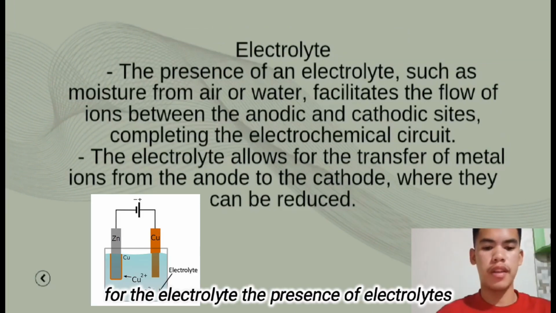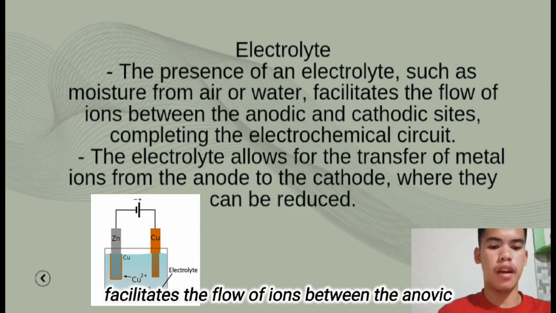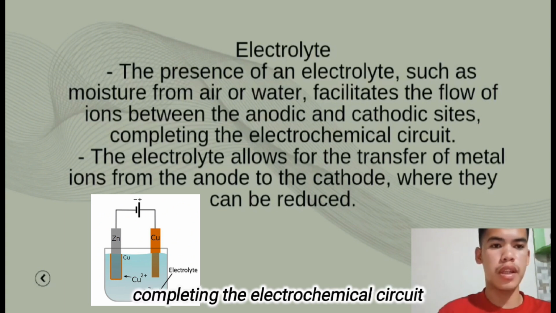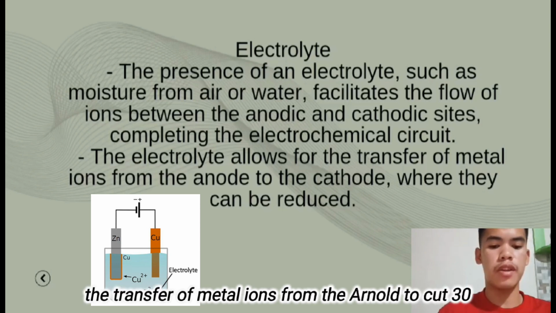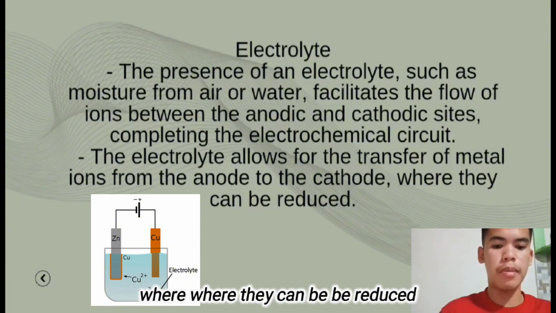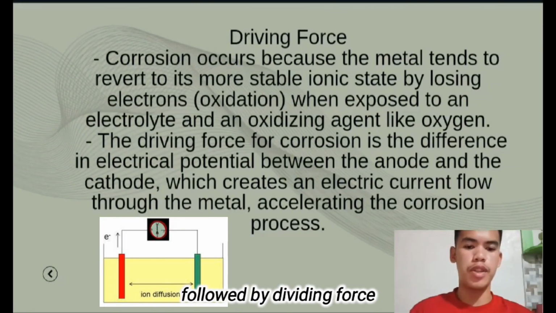For the electrolyte, the presence of electrolytes such as moisture from the air or water facilitates the flow of ions between the anodic and cathodic sites, completing the electrochemical circuit. The electrolyte allows for the transfer of metal ions from the anode to the cathode, where they can be reduced, followed by the driving force.